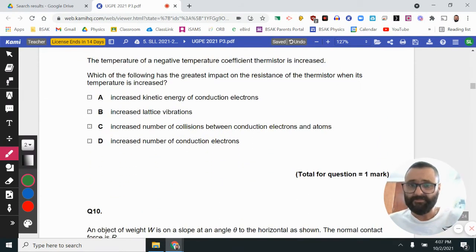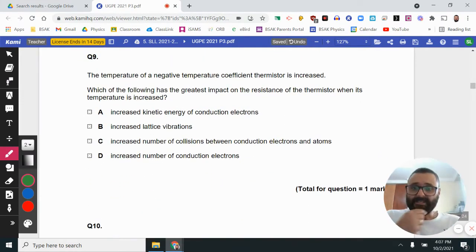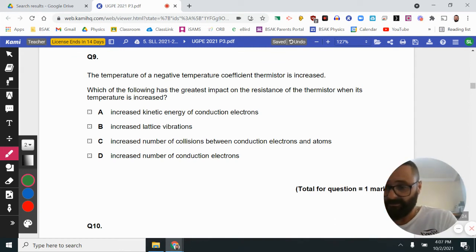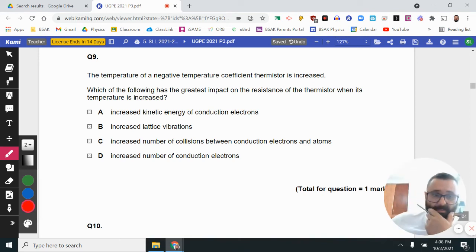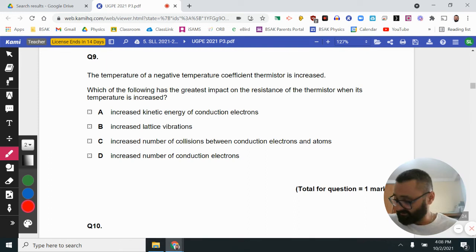Question 9, temperature. It's an NTC thermistor. Now with NTC thermistors, as temperature increases, resistance goes down. So let's just map that out first. Always a really good idea in electrical circuits, when resistance is changing in a circuit, I always love to do this. So it's an NTC thermistor.